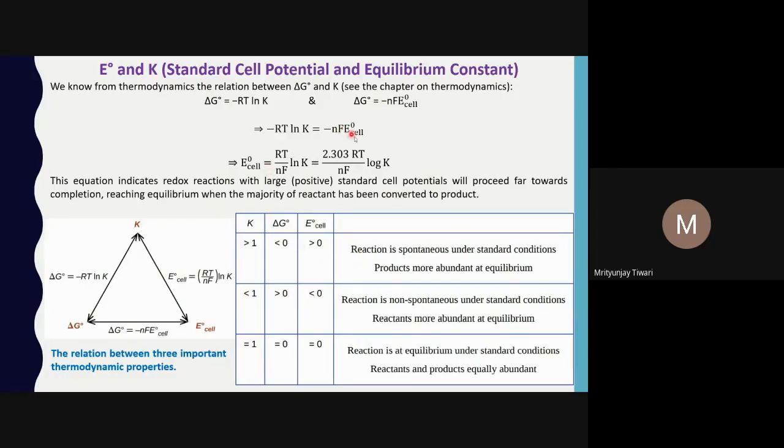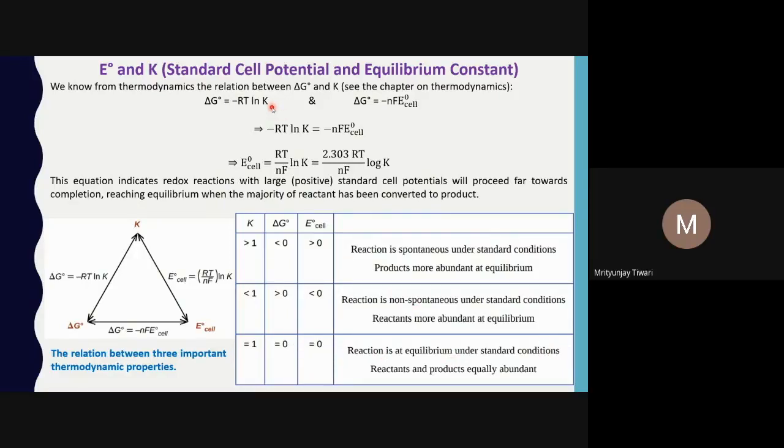And if K is 1, then log 1 is 0. So log K will be 0 if K is 1. In that case, delta G naught will be 0, and E naught cell will also be 0, meaning the reaction is already at equilibrium.